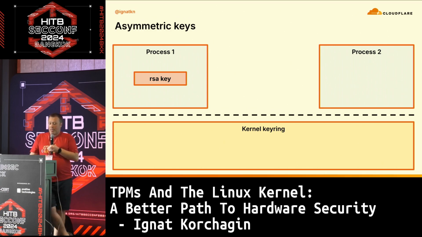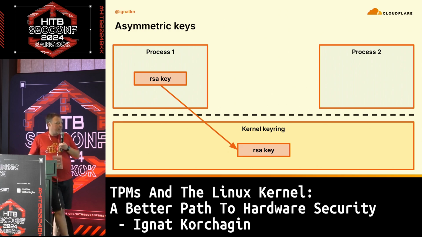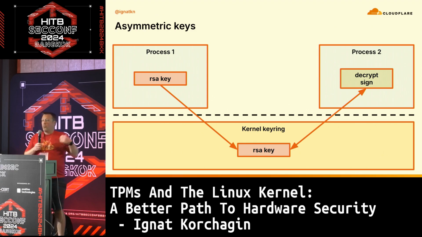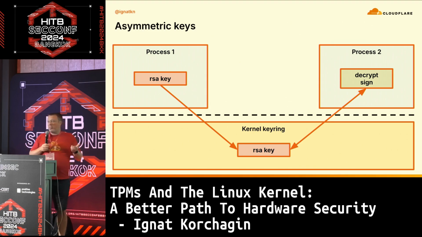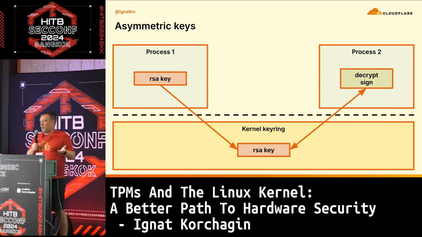There is also an asymmetric key type, which currently only supports RSA keys. If a process has an RSA key, it can put it inside the kernel, and then either the same process or another process does not have to read the key back, but it can use the key handle and ask the kernel to perform cryptographic operations, like decrypting or signing with the key. So this turns the kernel into a simple software HSM, where you can put RSA keys and then ask the kernel to do some operations with them.